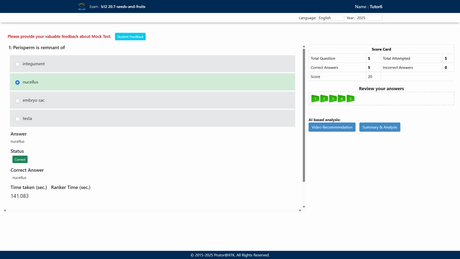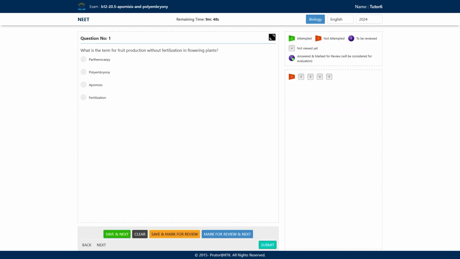Yes, all the questions are correct. Now I'll take just a minute to bring up our DPP 8. Okay, so this is the 8th DPP, and the first question of it: what is the term for fruit production without fertilization in flowering plants?